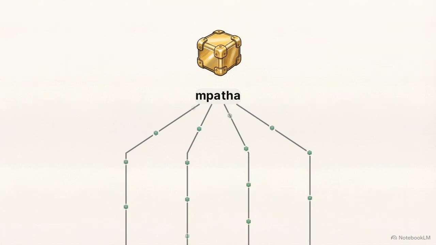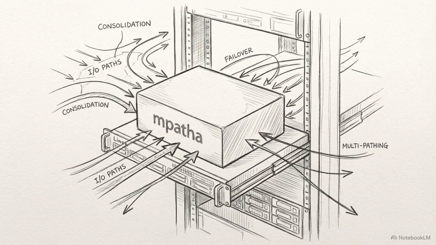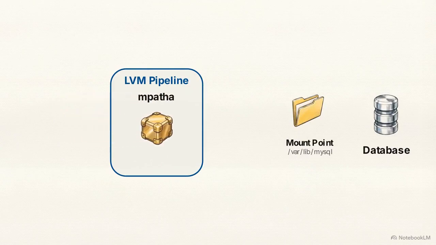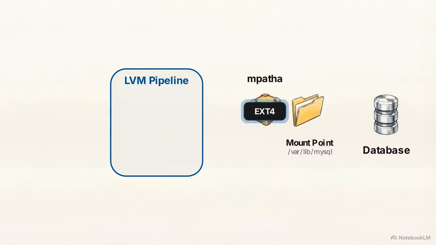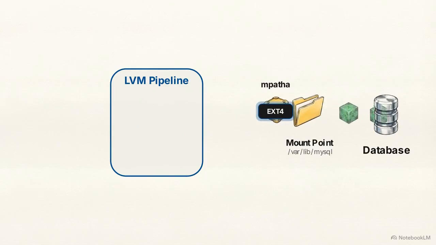Crucially, it provides seamless failover. If a switch or cable fails, data instantly reroutes through surviving connections without interrupting the server. Now, the administrator can safely initialize this single consolidated mpath device as a physical volume. This physical volume is then fed into the standard Linux Logical Volume Manager pipeline, where it is formatted, mounted, and finally handed over to the database.